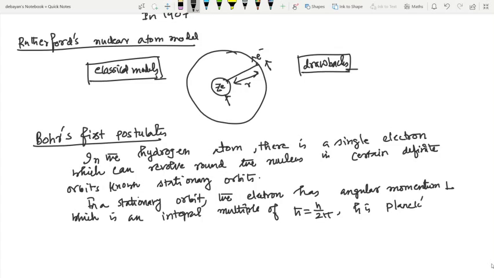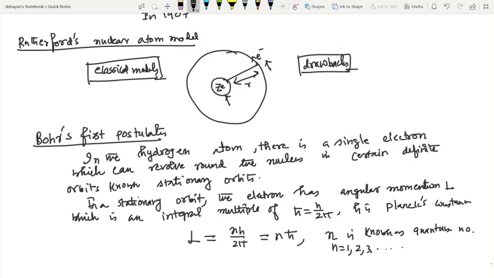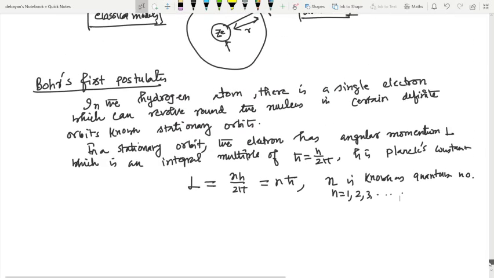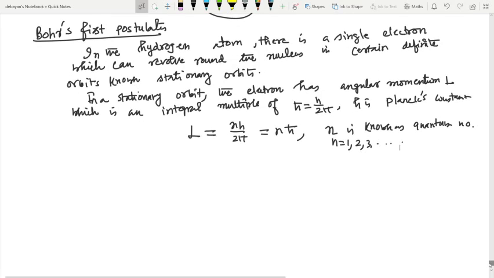So the problem with classical mechanics, as in Rutherford's model, is that if a charged particle is moving around a circular orbit, it will always radiate and at some time it will fall into the nucleus. But that does not actually happen. So that's why Bohr made some postulates. This one is the first postulate, which we already covered, I think, in chemistry also.